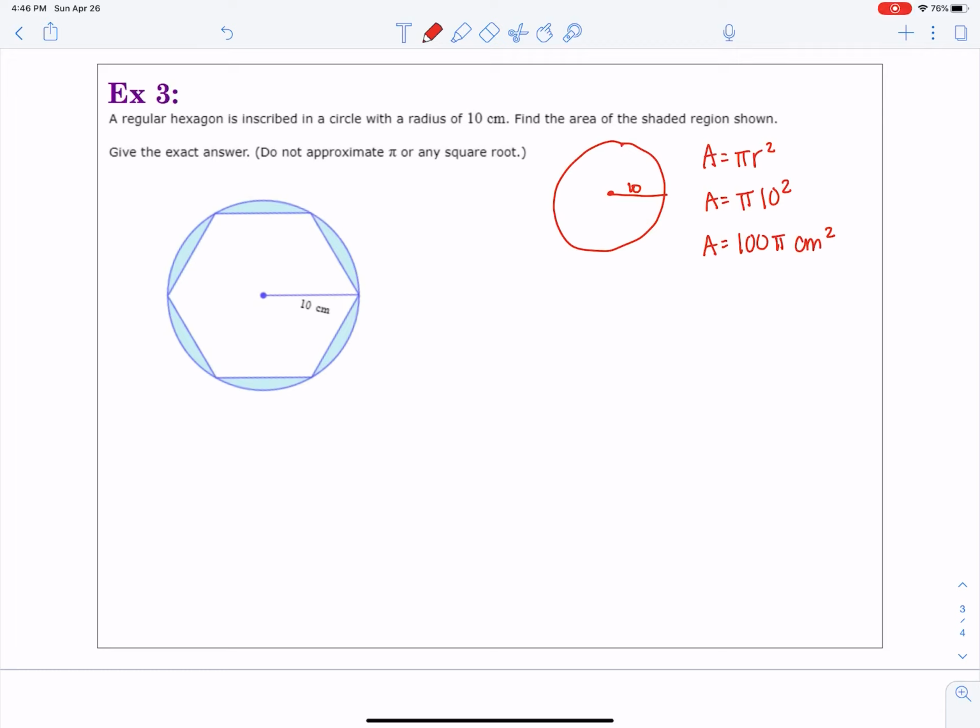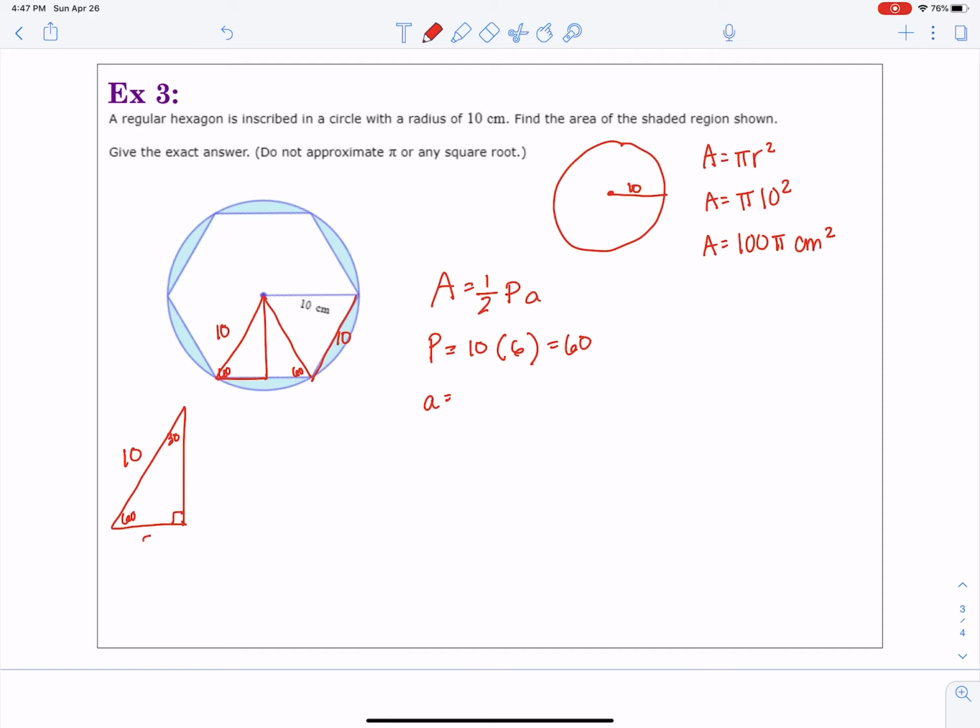For our hexagon, I'm going to draw in our radius over here, just so it looks nice, 10. And then the apothem and this side length is what we're looking for. So remember that you get an equilateral triangle here, so these are all 60. So I already know that this side length here is actually 10. So when I'm finding the area using the perimeter and apothem, the perimeter is actually going to be 10 times 6, because there are 6 sides, so that's 60. So now I need to find the apothem here, which would come from this 30, 60, 90 right triangle with a hypotenuse of 10. So that would make this 5, and this 5 root 3. So the apothem is 5 root 3.